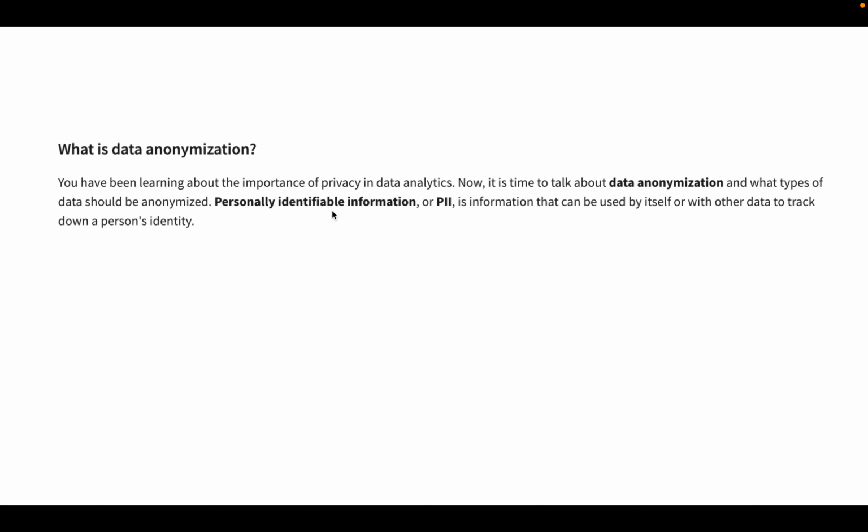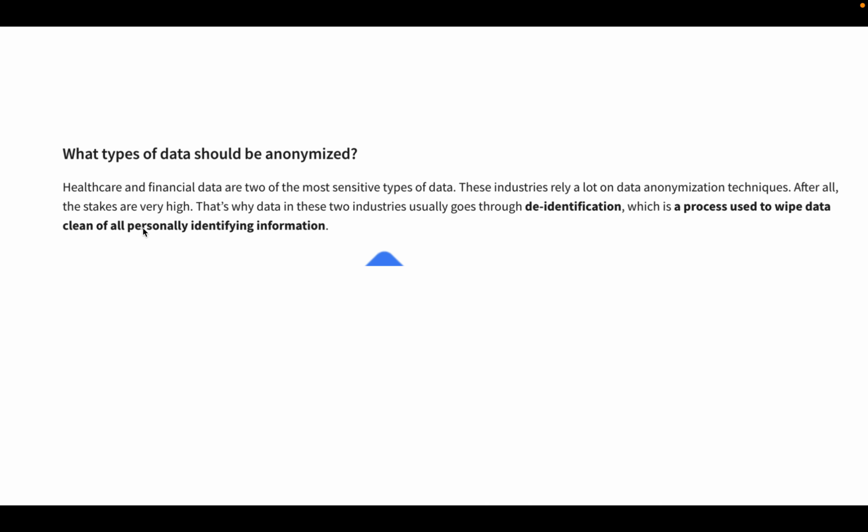Personally identifiable information is information that can be used by itself or with other data to track down a person's identity. Remember that personally identifiable information can track you, who you really are in real life. It's very important. You should always protect it. Nobody can use it without your consent. Otherwise, it's illegal. Alright, what kind of data should be anonymized?